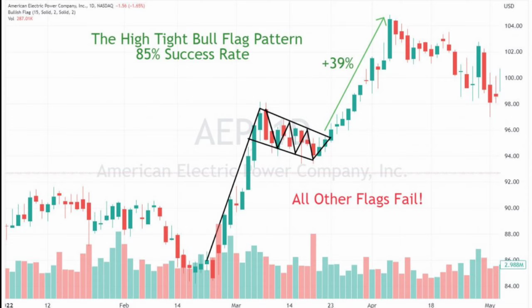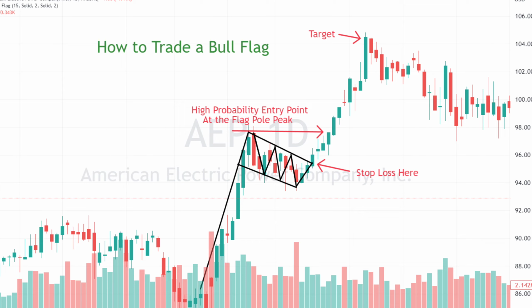Breakout. Once the flag pattern is formed, a breakout occurs when the price breaks above the upper trend line of the flag. The breakout is typically accompanied by an increase in trading volume, confirming the continuation of the prior upward trend. To estimate the potential price target of a bullish flag pattern, you can use the flagpole as a reference.